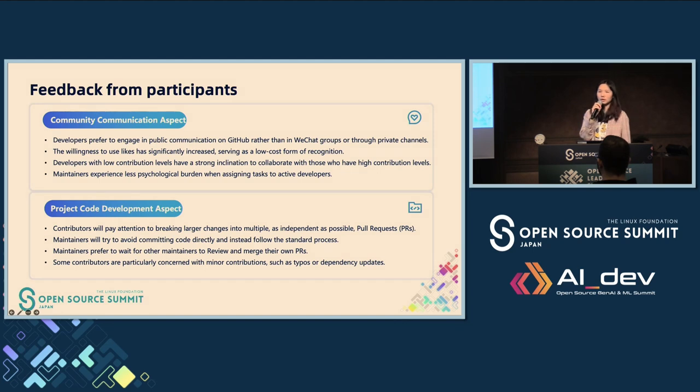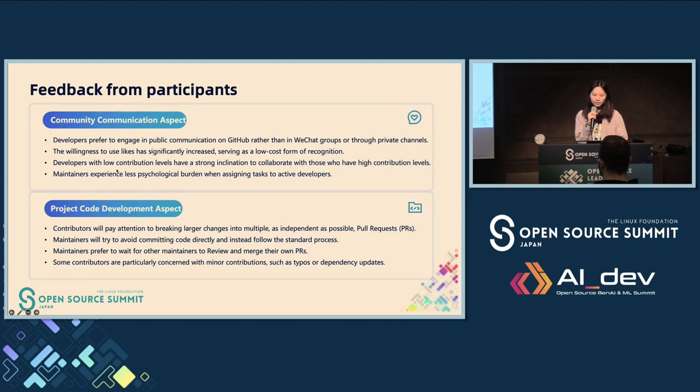So here is some feedback from the community participants. One is from the community communication aspect. We received feedback that after the mechanism, developers prefer to engage in public communication on GitHub rather than in WeChat, where Chinese developers tend to communicate in private channels. Also, the willingness to use interactions like likes or hearts and other emojis significantly increased, because such behaviors are also counted in the network model. Sometimes such interaction is not only to praise each other's work, but also serves as a low-cost form of recognition, and it shows they have received the message.